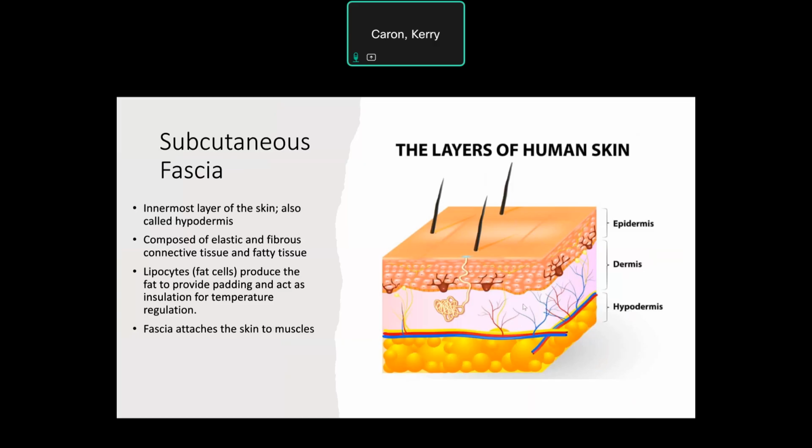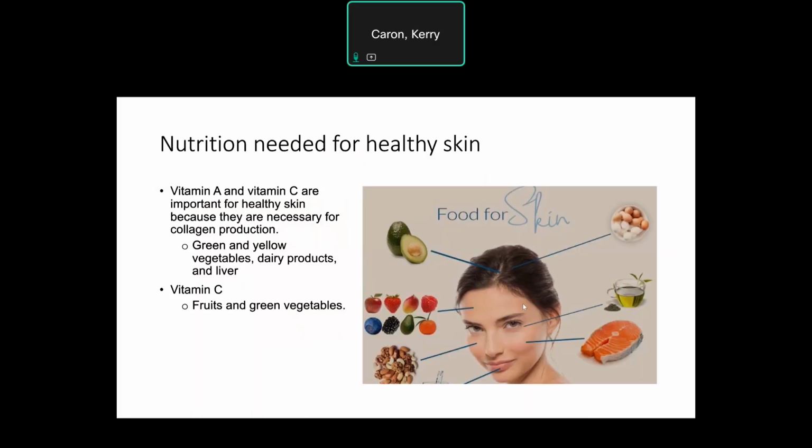Some nutrition that we need for healthy skin: vitamin A and vitamin C, very important because of collagen. Those things can be found in green and yellow vegetables. The more color on your plate, the better. Dairy products, liver. And vitamin C we find in fruits and green vegetables also. So, good food for skin.